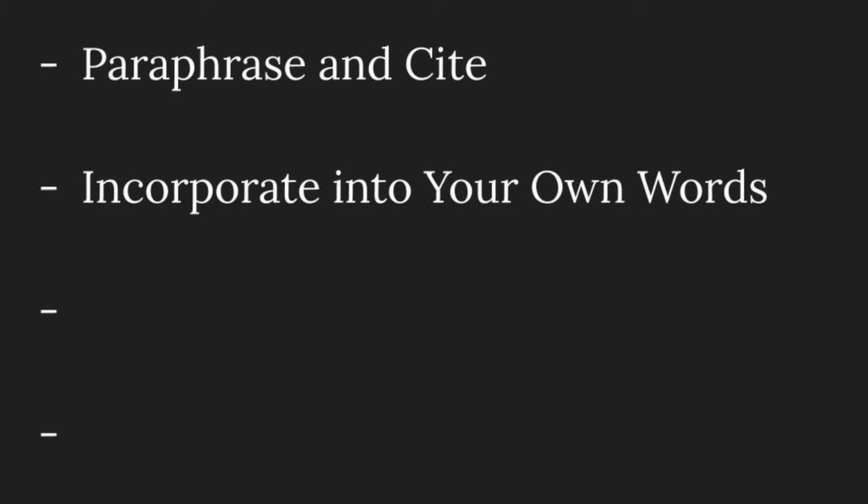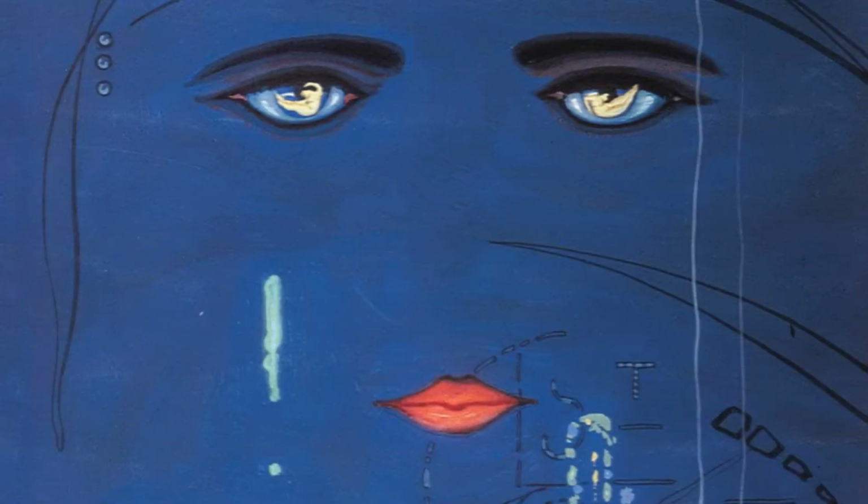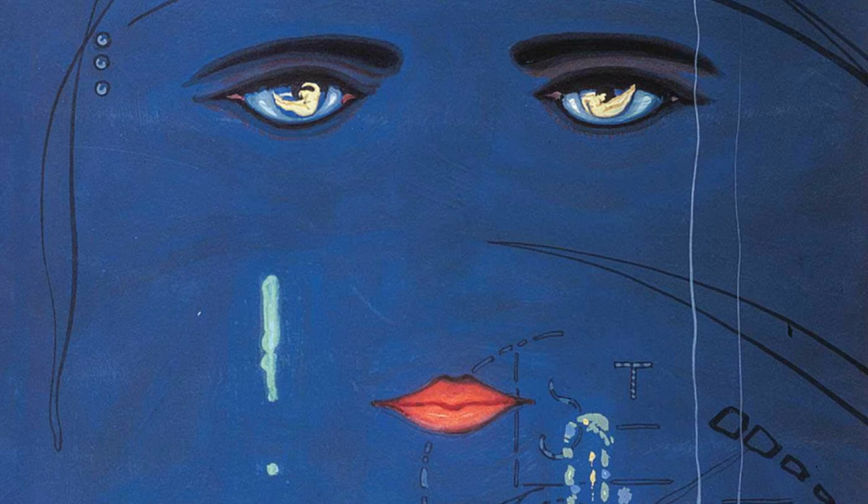After paraphrase and cite, we have incorporate into your own words. So this is a fantastic way to quote material quickly and use shorter quotes. A lot of times people think they need to use the whole sentence. Sometimes you only need to use 2 words. Let's say we're talking about Great Gatsby here. We want to talk about Daisy and how she likes money and men with money like her.